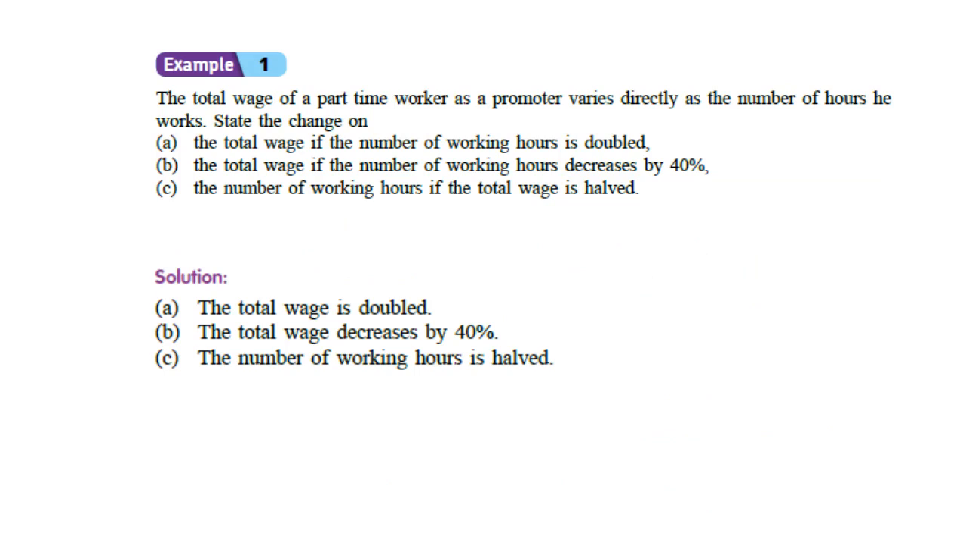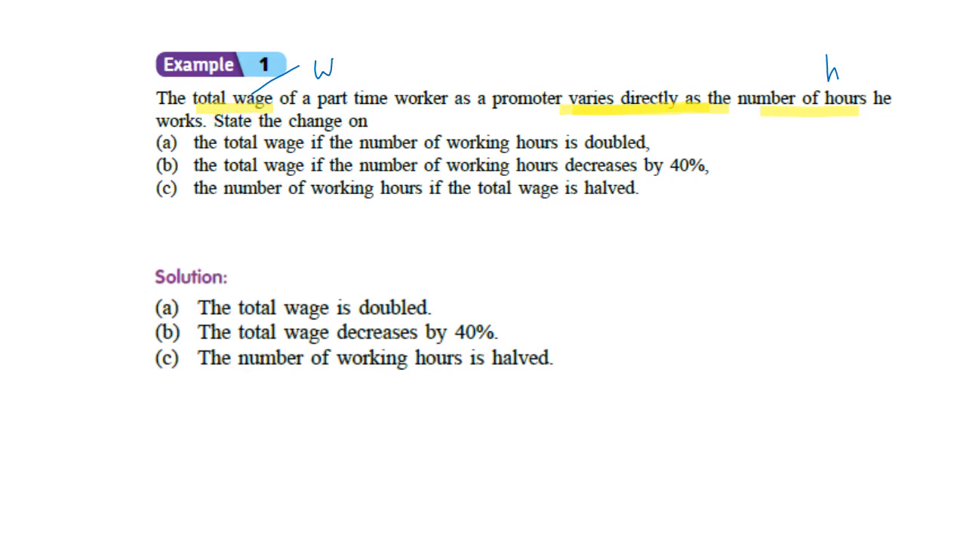Let's see some examples. The total wage, so this is one variable, right, of a part-time worker as a promoter varies directly as the number of hours. So this is another variable. If you want it in letter form, let's say the total wage will be W, so hours will be H. So those are the two variables, W and H.